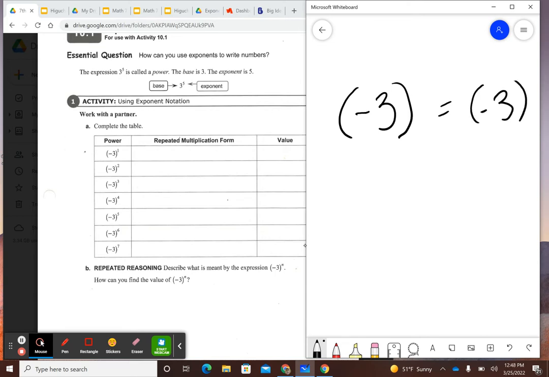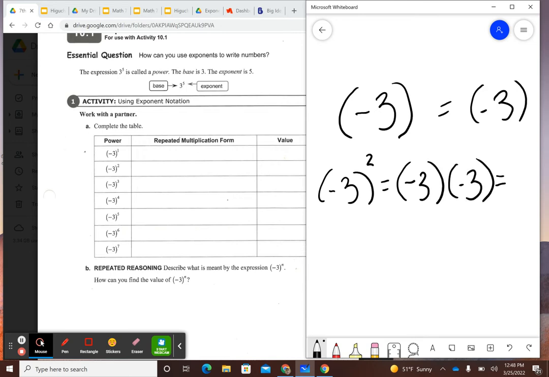Now the next one, again, that negative symbol is with the 3. This time we have it to the second power, which means we're multiplying a -3 times a -3. You know that when you multiply a negative times a negative, you're going to get a positive number. So this would be the repeated multiplication. This would be the value.